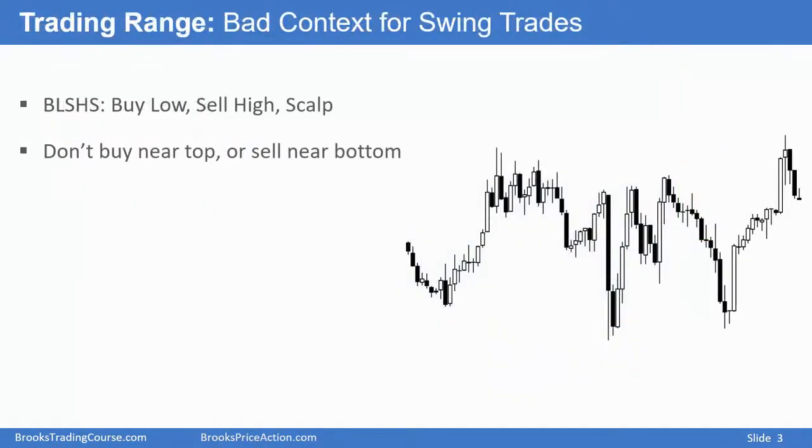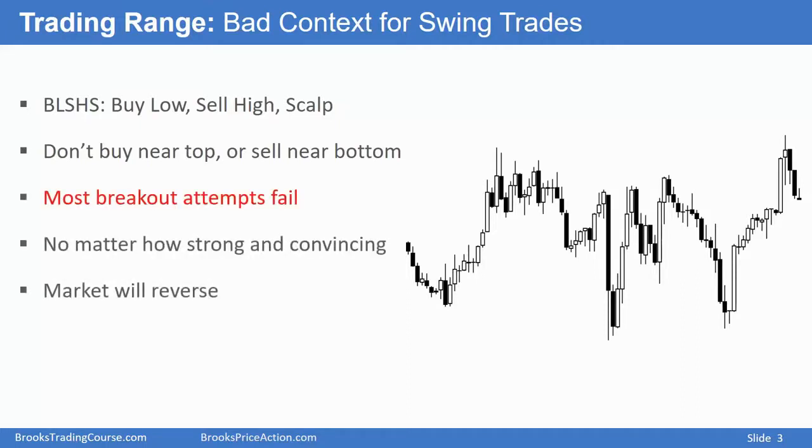Remember, in a trading range, you want to buy low, and you want to sell high, and traders lack conviction. The one thing they're confident of is that the market's not going to go very far up or down. And because they believe it's not going to go very far, they take quick profits, they scalp. Because most breakout attempts fail when you're in a trading range, buying at the top, even if the leg up is strong, selling at the bottom, even if the leg down is strong, is a low probability bet. You'll probably lose money because the market will probably reverse.